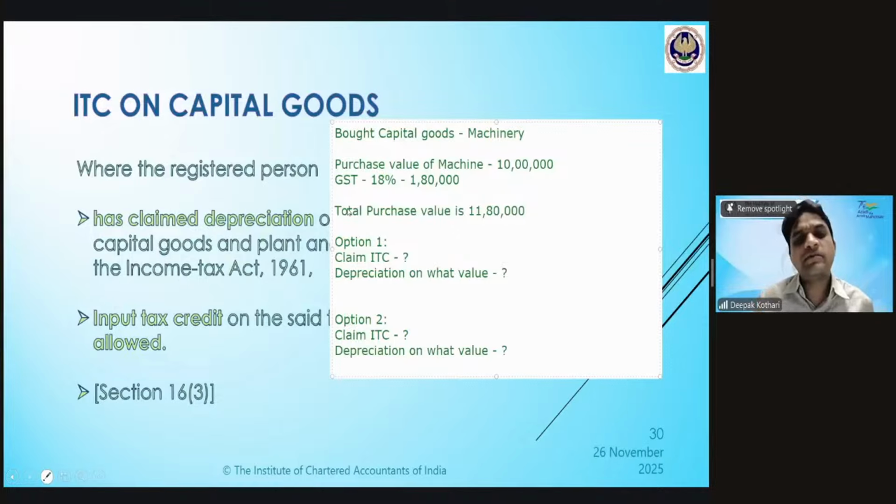Mr. Nagaraj, 25%. I'm not asking percentage. I'm asking the base. Mr. Siddh Sangani is saying ITC of 1,80,000. Okay. So 1,80,000 is there. You are claiming 1,80,000. Very good. Permitted. You're right. So when you claim 1,80,000, depreciation will be on what value? Will it be on 11,80,000?